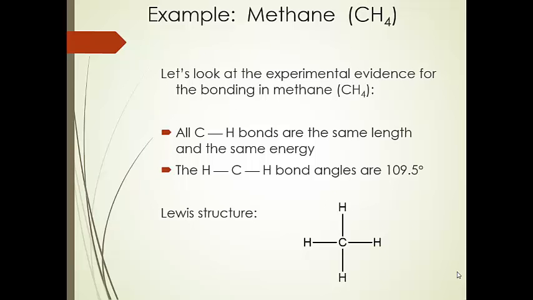So let's look at the experimental evidence for the bonding in methane first. Now, the experimental evidence says that all of the carbon-hydrogen bonds in the molecule are the same length and the same energy, and that these hydrogen-carbon-hydrogen bond angles are 109.5 degrees. Now here's our Lewis structure for methane, and we can see the carbon-hydrogen bonds, and so it seems reasonable that these would be the same length and the same energy. And also, this molecule has a steric number of 4. Okay, so 4 things bonded, and so an overall tetrahedral shape and bond angles of 109.5.